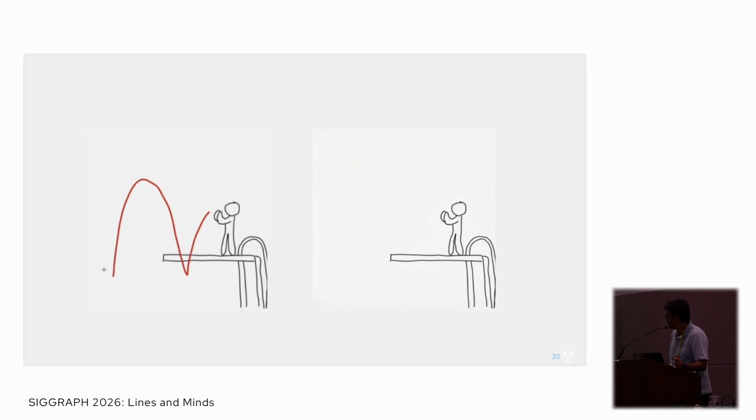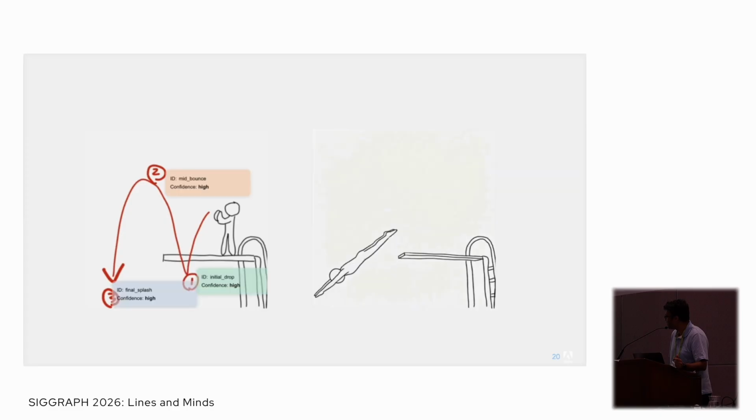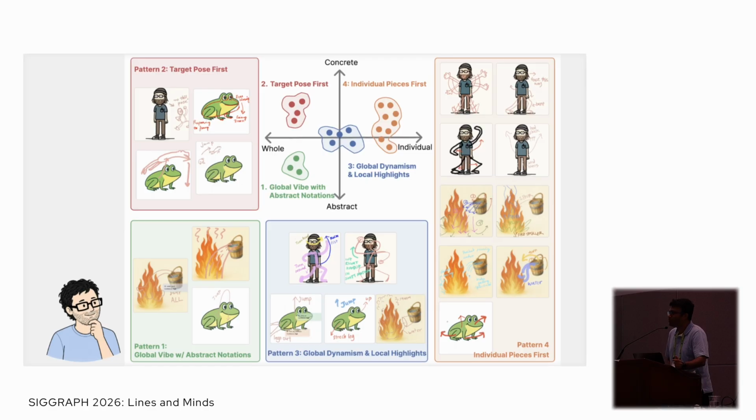On the left side is the drawn notation. On the right side is the resulting animation. So what's interesting is if you draw a parallel between textual interactions and notational interactions, right?